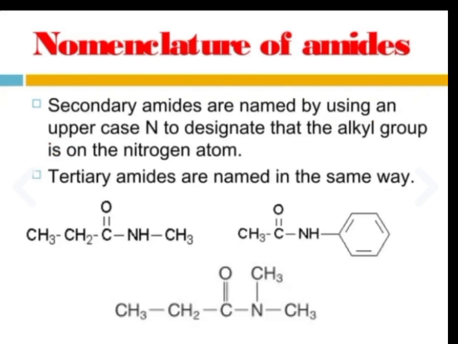Secondary amides are named by using an uppercase N to designate that the alkyl group is on the nitrogen atom, while tertiary amides are named in the same way. Just look at the figure below for the secondary and tertiary amides.